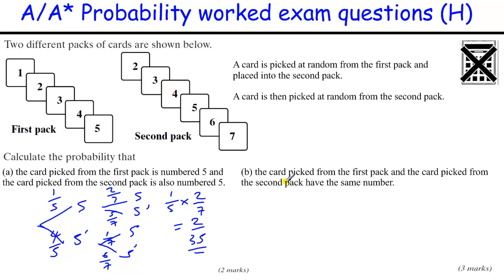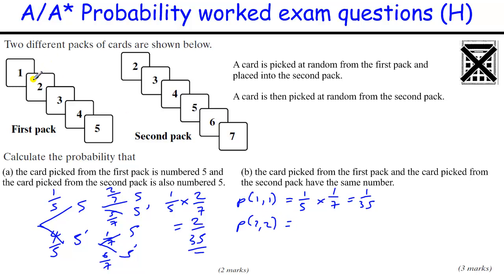Now, this is where it gets tricky. You have to really think about this. The card picked from the first pack and the card picked from the second pack have the same number. So we're really going to have to break this down into different things that happen. If I start with a 1, can I pick a 1 twice? Well, yes. If I pick the 1 here, it goes over here, then I can pick it again. But the probability of that is 1 out of 5 in the first one, and when it gets moved to here, there's only 1 out of 7 in the second one, so that's 1 over 35. That's the probability of a 1 and a 1.